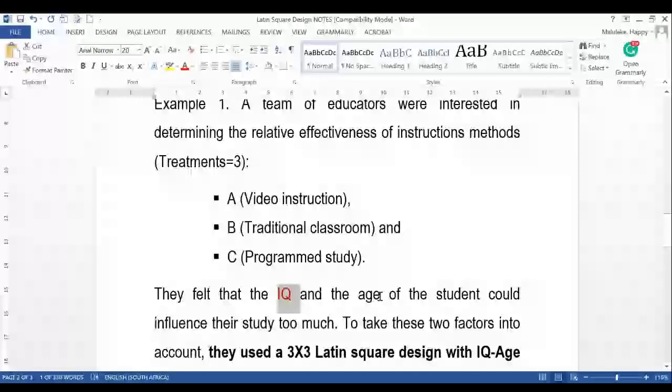IQ and the age of the student. Sir, yes.